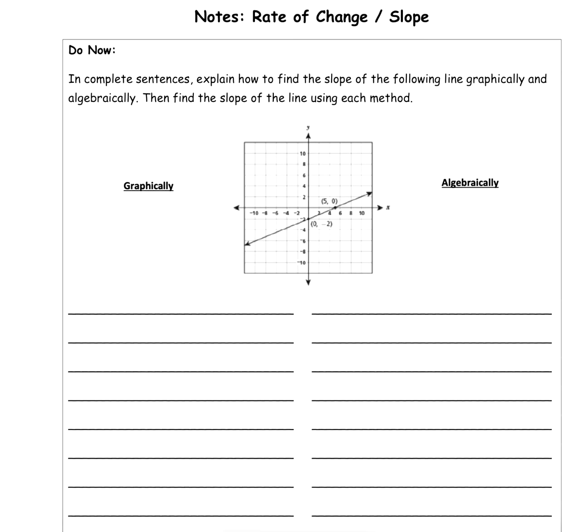This is a review lesson on slope and rate of change, so you should have some background on slope and rate of change. In complete sentences, I want you guys to do now, which is explain how to find the slope of this line, both graphically and algebraically, and then find the slope of that line, both graphically and algebraically. You should have the same slope, both graphically and algebraically.